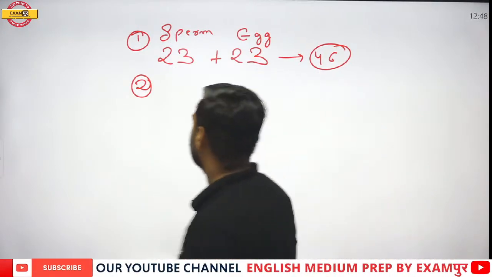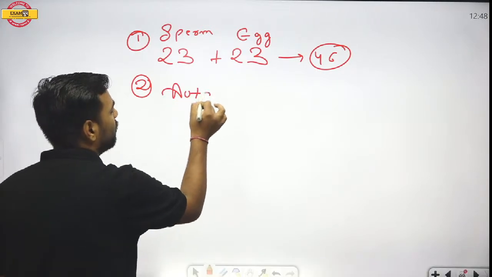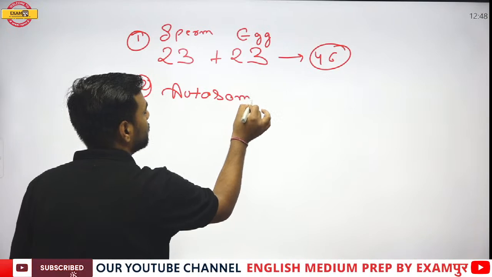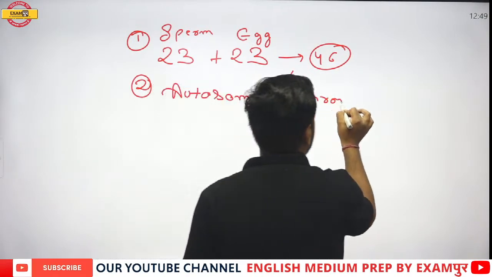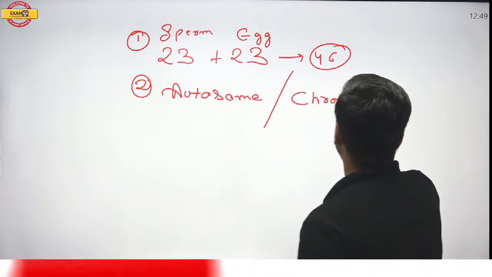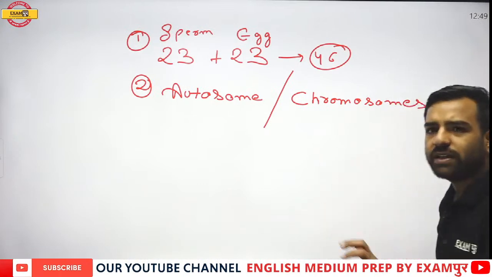Now, there's one more thing. There's a term which we have not discussed. There's a term that is known as autosomes. Autosomes and chromosomes. In most of the cases, we think that these terms are the same. Now, there's a difference between the two.